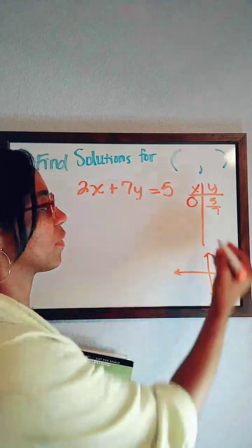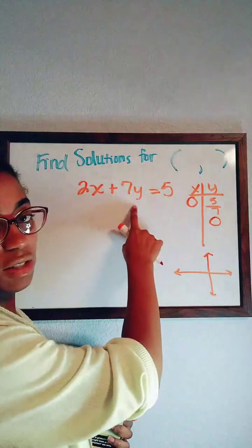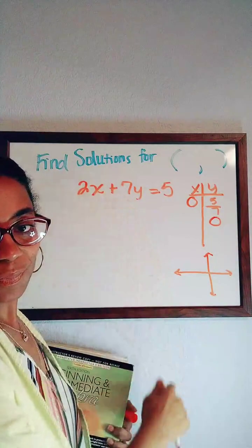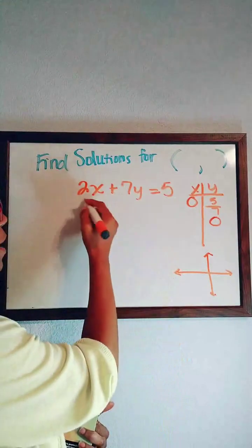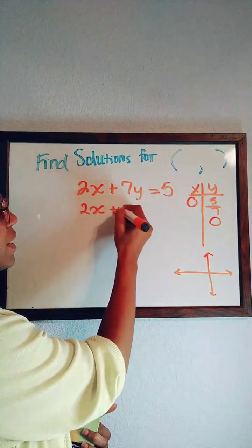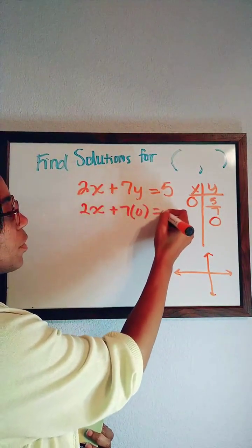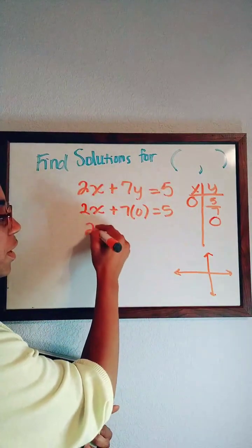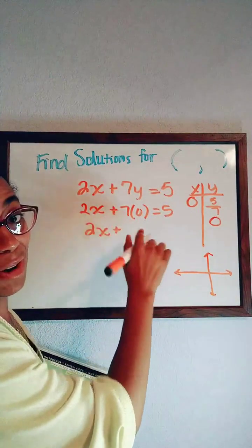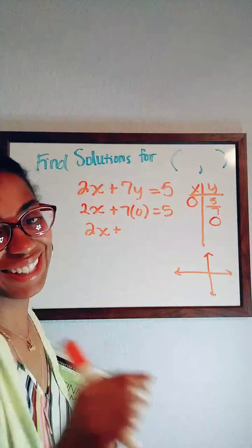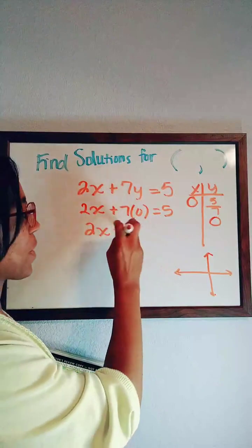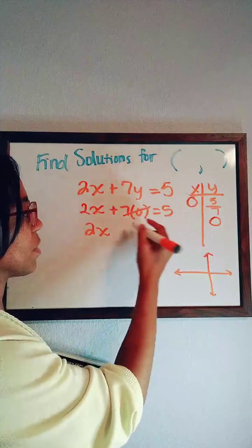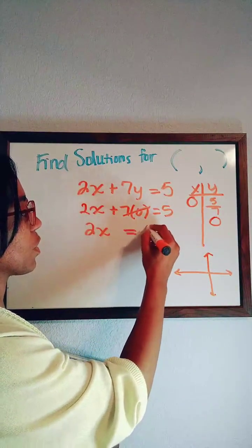So I'm going to go ahead and find the x-intercept. So I'm going to insert a 0 for y. So 2x plus 7 times 0 is equal to 5. Remember, anything times 0 is 0. I got it right this time, y'all. So I'm not even going to worry about writing that because I know that it's going to be 0. So that is equal to 5.